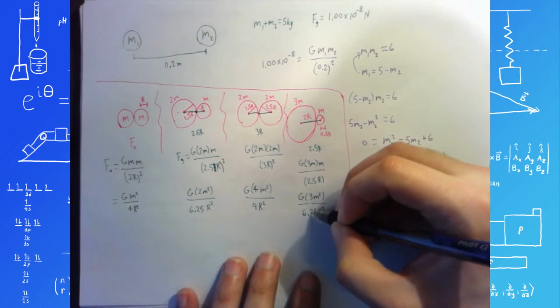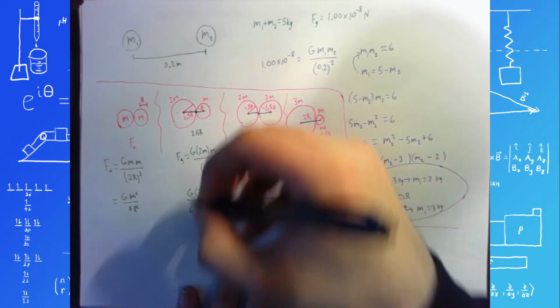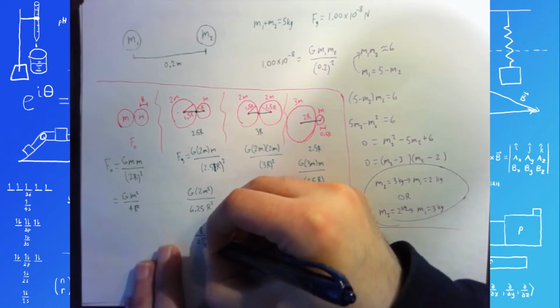So if I multiply by 4 over 4, that's going to be 12 over 25. Over here, if I multiply by 4 over 4, that's going to be 8 over 25.